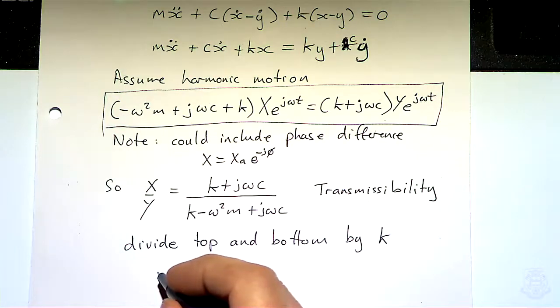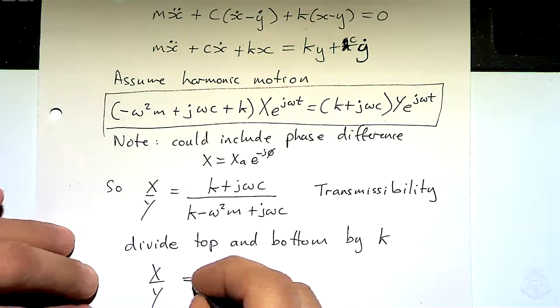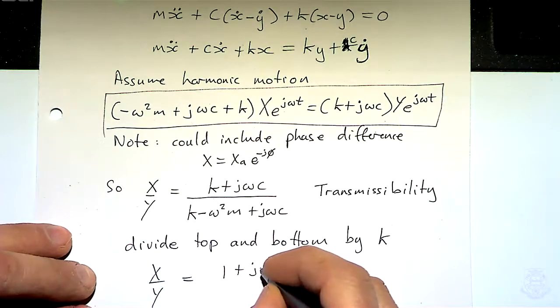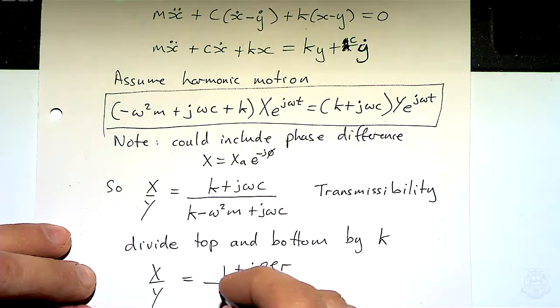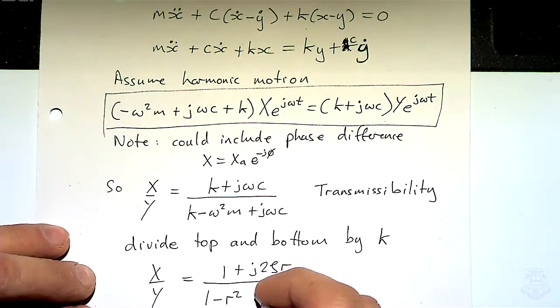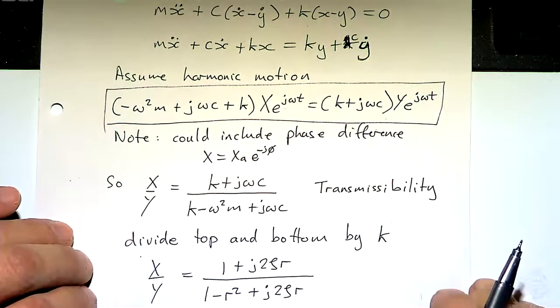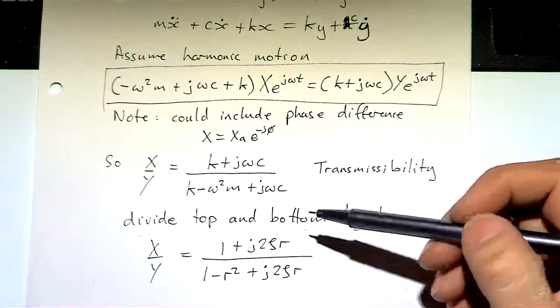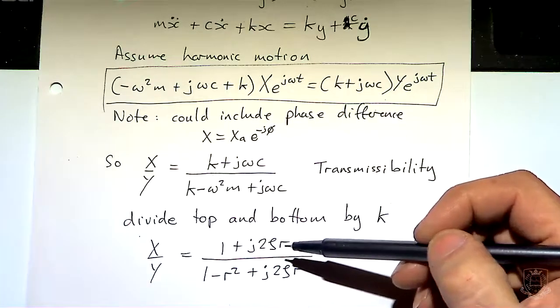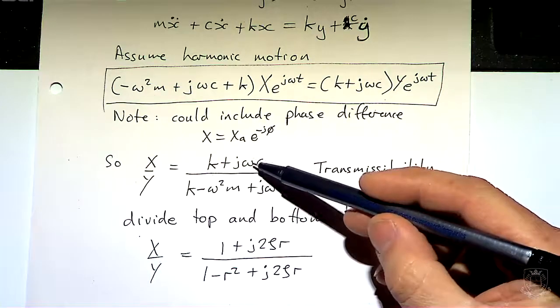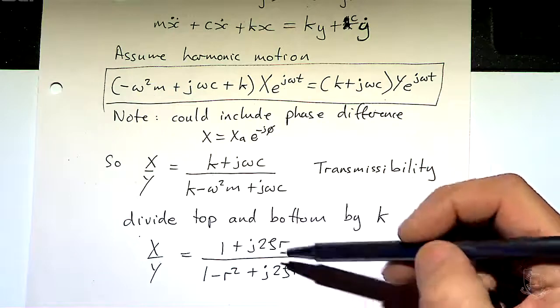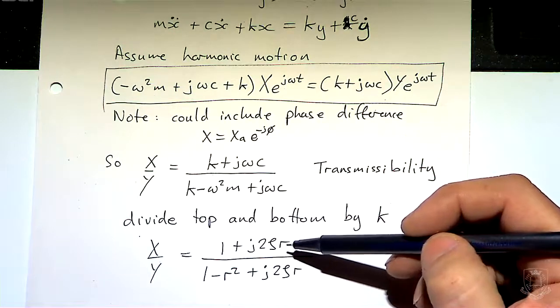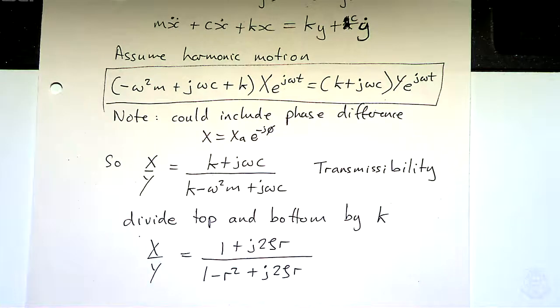So if we do that again, what we get is x over y is equal to 1 plus j 2 zeta r, all over 1 minus r squared plus j 2 zeta r. If you want to know where the 2 zeta r comes from, we derived that in previous lectures. We derived that j omega c divided by k could be written as j 2 zeta r. That should all be in the previous notes.